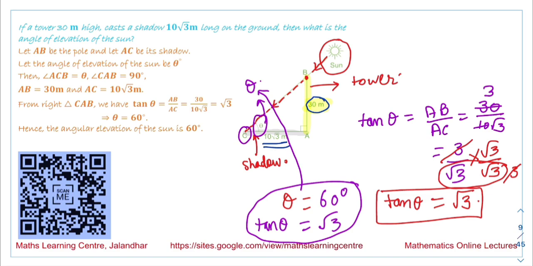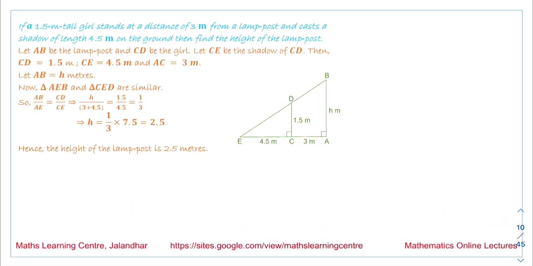Next is, if a 1.5 meter tall girl is at a distance of 3 meter from a lamppost and casts a shadow of length 4.5 meter. So what we are saying is, suppose a girl is standing over here. We are representing it with a straight line, and we are saying that a pole is also there. This is the pole that we are talking about. Suppose the position of the sun is over here. At this point we have the sun. So we are saying the shadow that will be casted over here will be in this form.